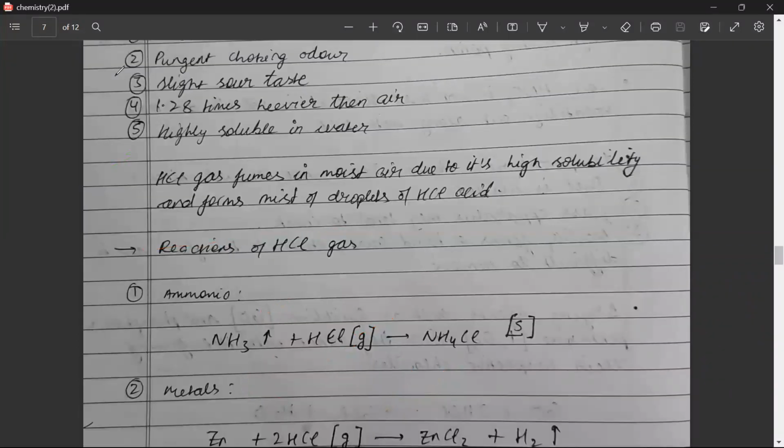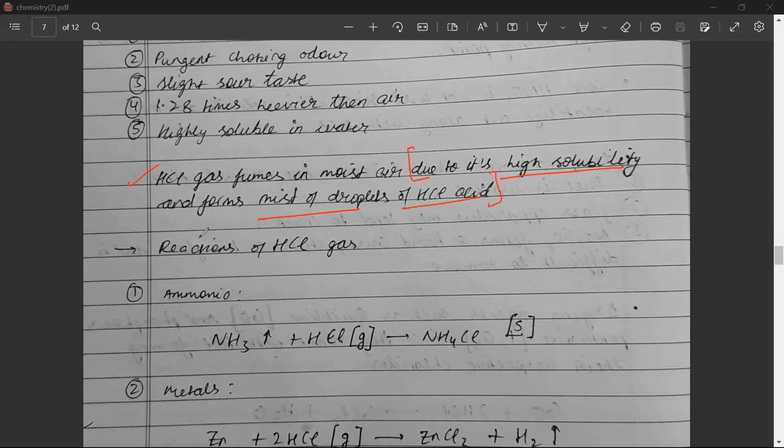Now, HCl gas fumes in moist air. If you've ever seen HCl gas in chemistry laboratories at your school, it fumes in moist air due to its high solubility and forms a mist of droplets of HCl acid. This is an important question that can be asked in the exam. Why does HCl gas fume in moist air? This is the answer which you may write in the exam paper.